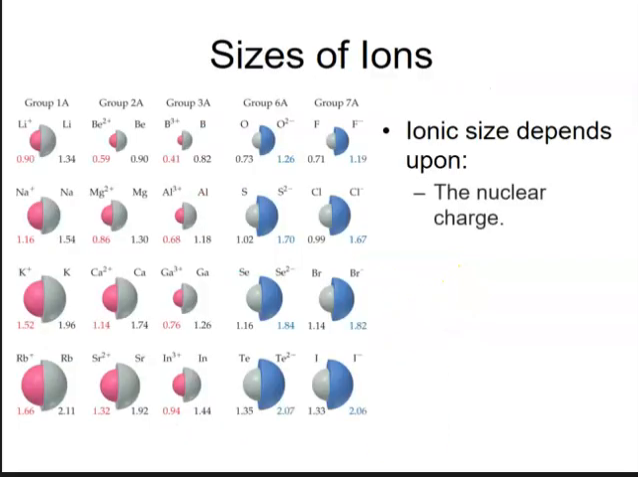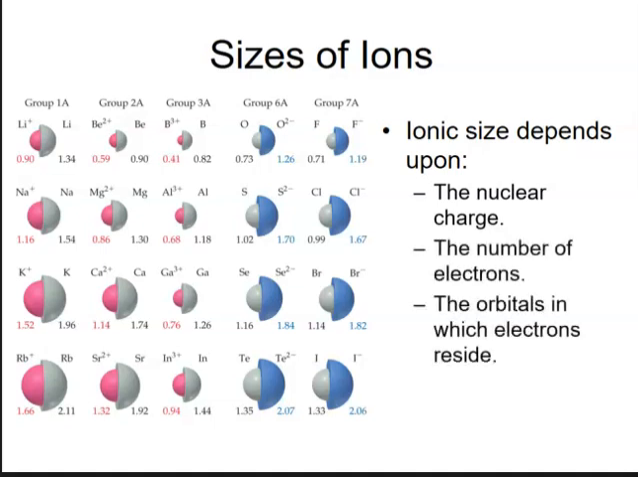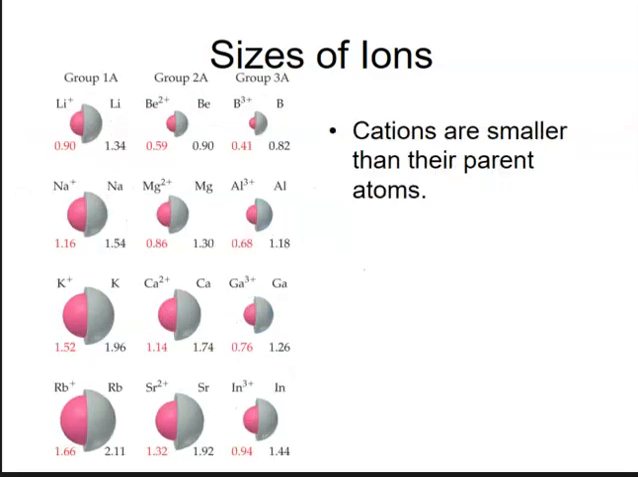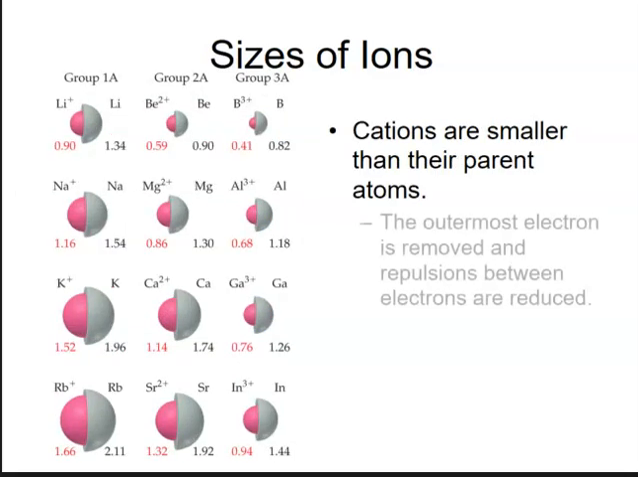All right, let's talk about sizes of ions. The size of the ion is going to depend on your nuclear charge, number of electrons, orbitals, all this stuff. Don't worry about that. I'm going to get right to the nitty gritty. Cations are always smaller than parent atoms. What the heck is a cation? I kind of just blurted that out. A cation is a positive ion, and an anion is a negative ion.